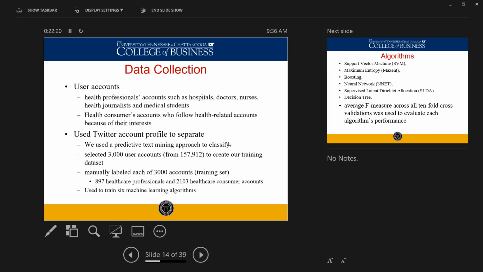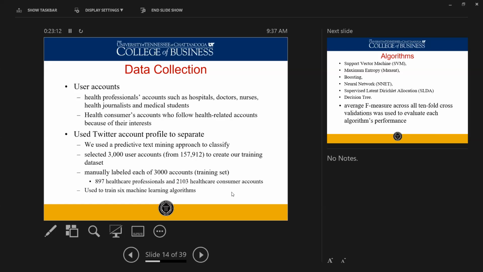The users are more interested in getting the health information, not as much contributing the information. So to train our machine learning algorithm, we selected randomly 3,000 accounts from these 157,000 accounts to create our training data set. And then we manually labeled each of these 3,000 accounts. We looked at the profiles and manually classified them as healthcare professionals or healthcare consumers. Out of these 3,000, we classified 897 as healthcare professionals and 2,103 as healthcare consumers.